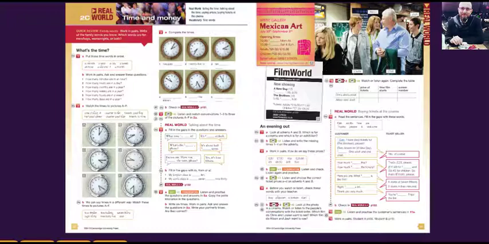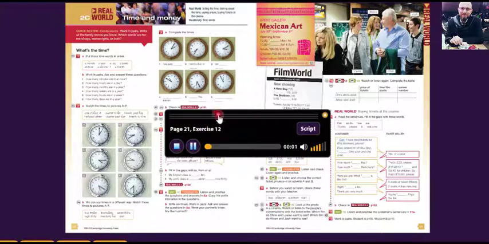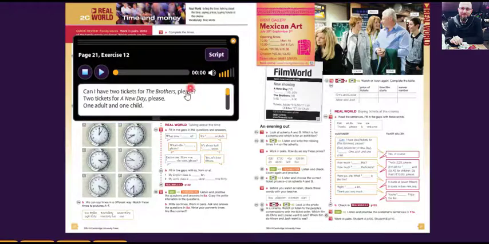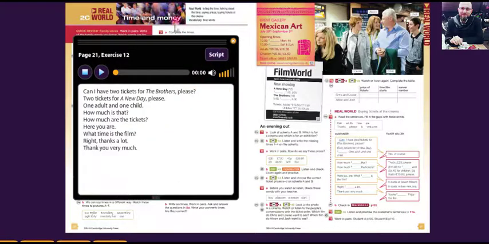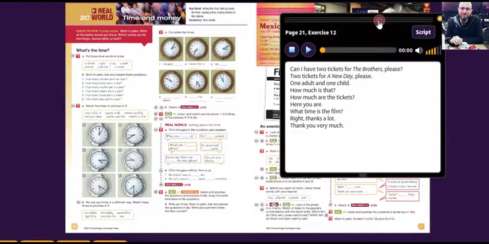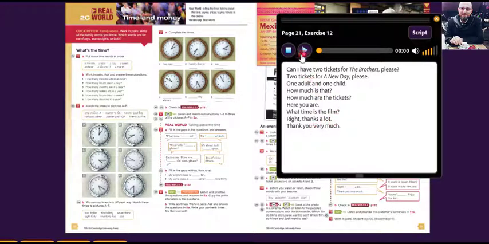Okay, and let's see here. Track 46. Okay, so you can practice, listen and practice. Track 46.